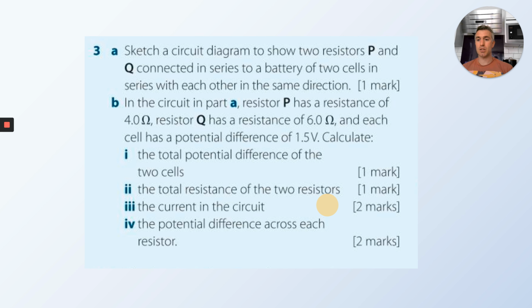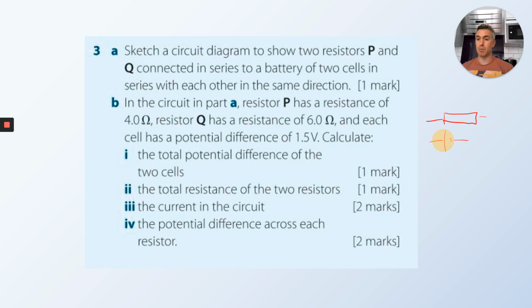Okay, sketch a circuit diagram to show two resistors P and Q connected in series to a battery of two cells in series, with each other in the same direction. So you've just got to draw resistors. Remember what the symbol for a resistor looks like. Remember a cell looks like this, but it's a battery of cells.